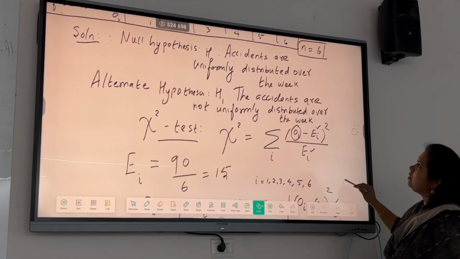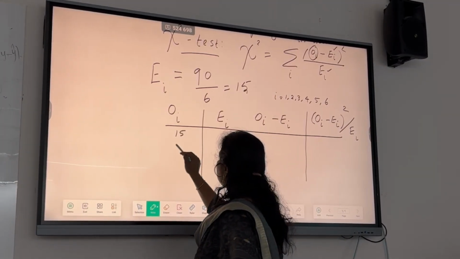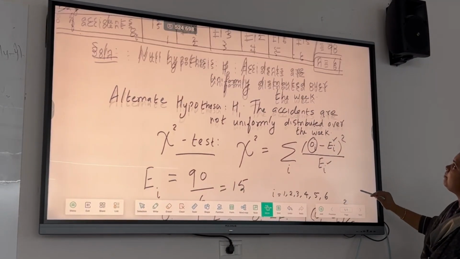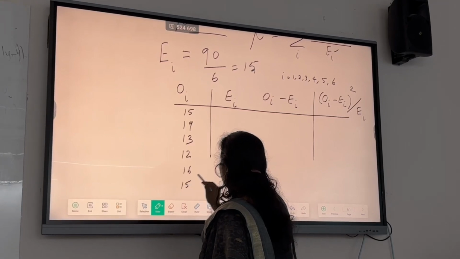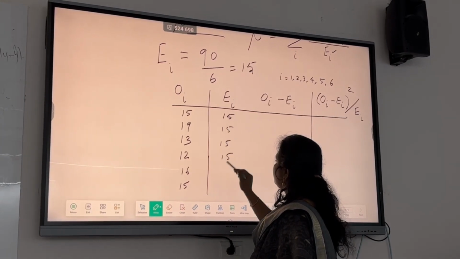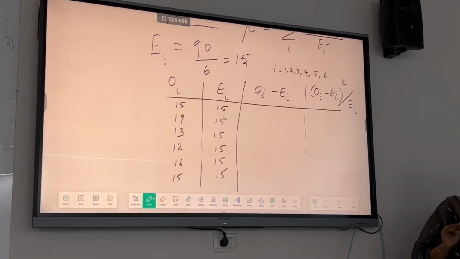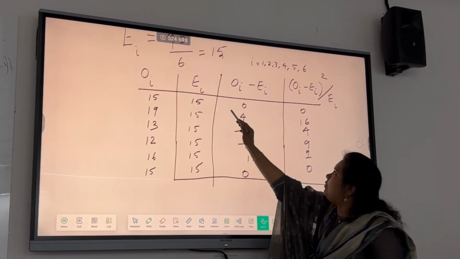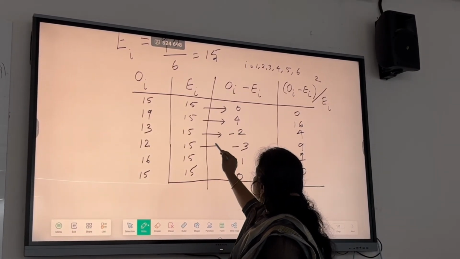If you look here, you have 15, 19, 13, 12, 16 and 15. Now what expectation did we find here? 15 for all the terms. Now we have to subtract every number. So 15 minus 15 is 0. Like that we calculate all the terms one by one, and subtracting the terms we get all these numbers.